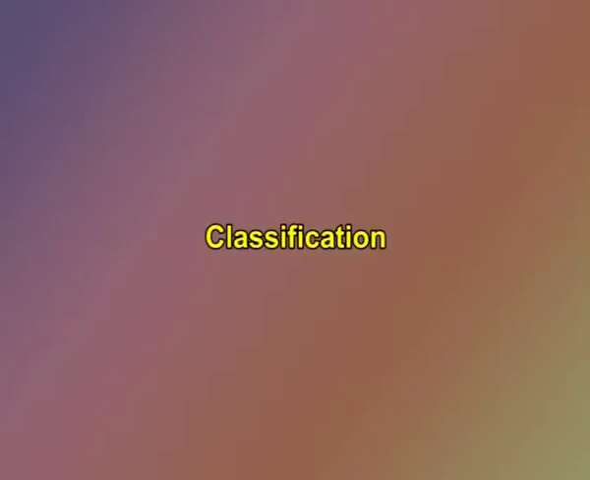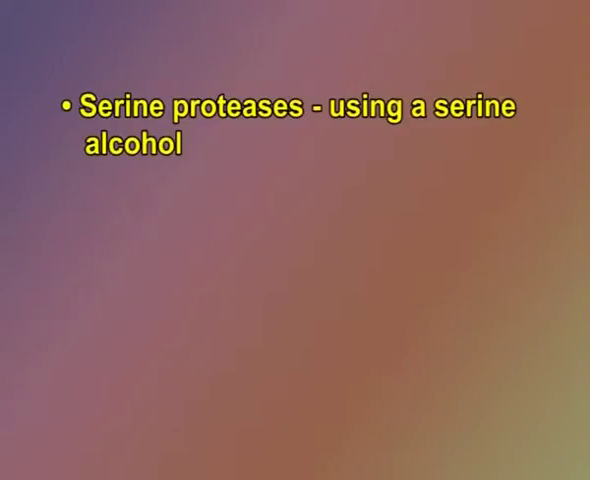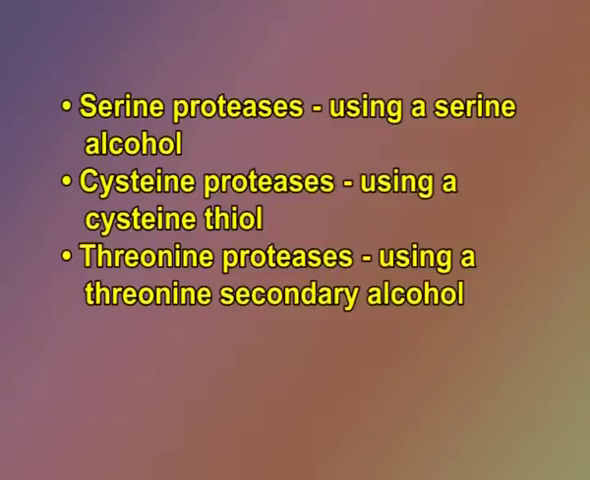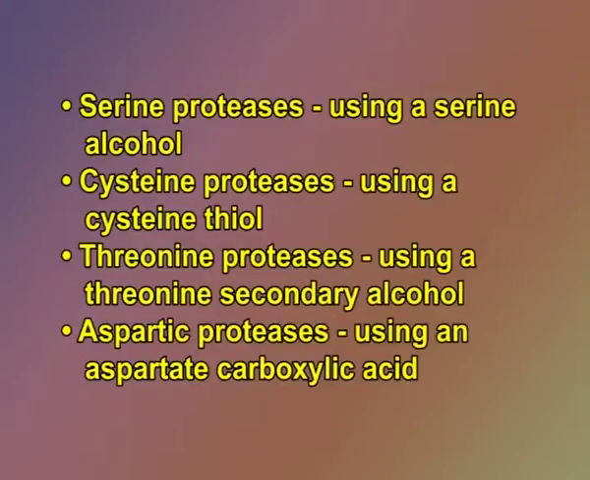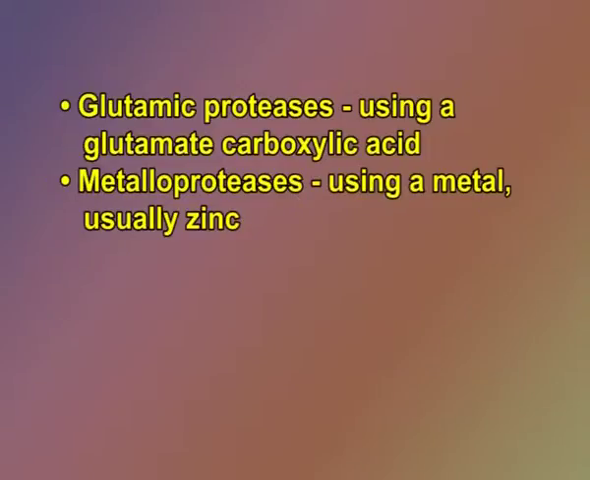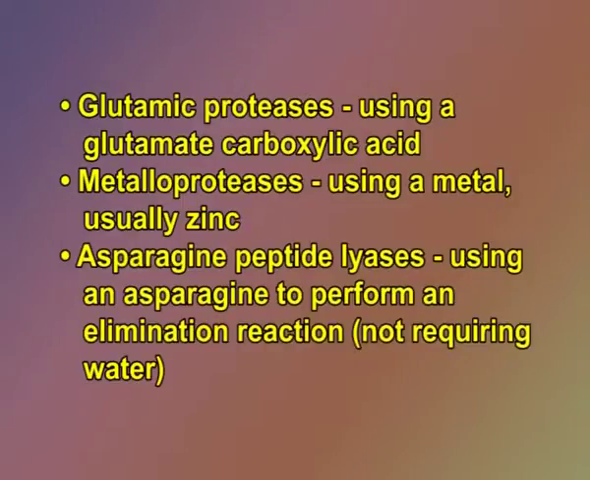Now coming on to classification. Proteases can be classified into 7 broad groups. First is serine proteases using a serine alcohol, cysteine proteases using a cysteine thiol, threonine proteases using a threonine secondary alcohol, aspartic proteases using an aspartate carboxylic acid, glutamic proteases using a glutamate carboxylic acid, metalloproteases using a metal, usually zinc, and asparagine peptide lyases using an asparagine to perform an elimination reaction not requiring water.